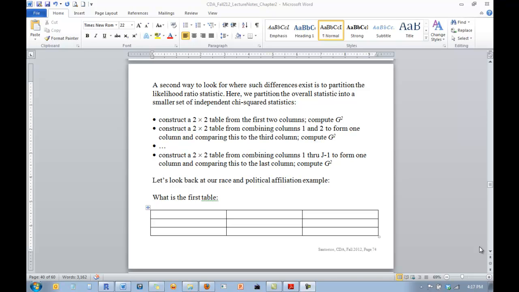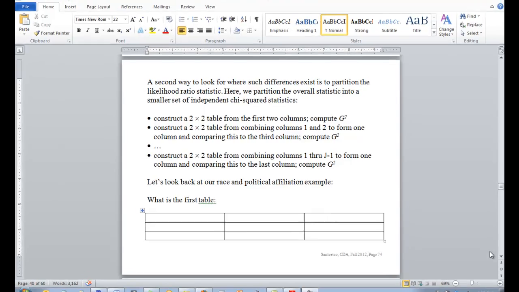The next thing you would do is then construct another 2x2 table, but you're going to combine columns 1 and 2 and compare them to the third column. And then you keep going until you get to the last column, and the last column is going to be compared to the summed columns of 1 through j minus 1. Right, so this is probably a little better to understand when you do it by an example.